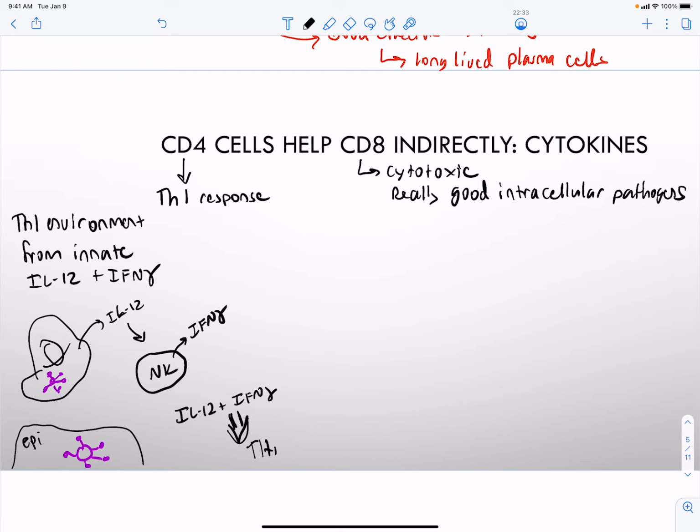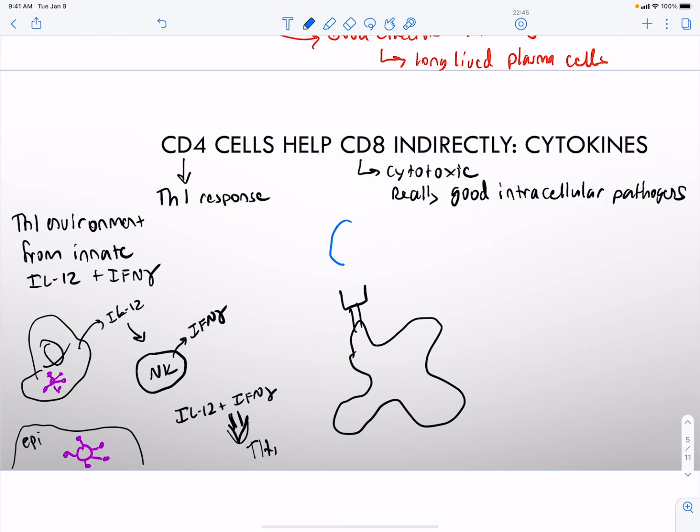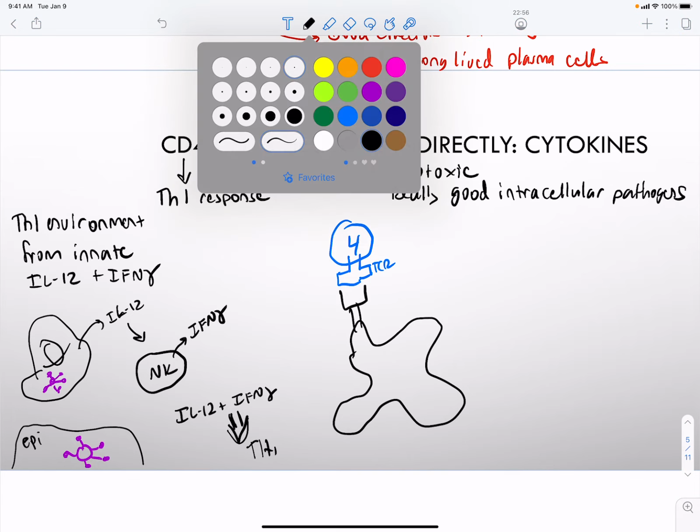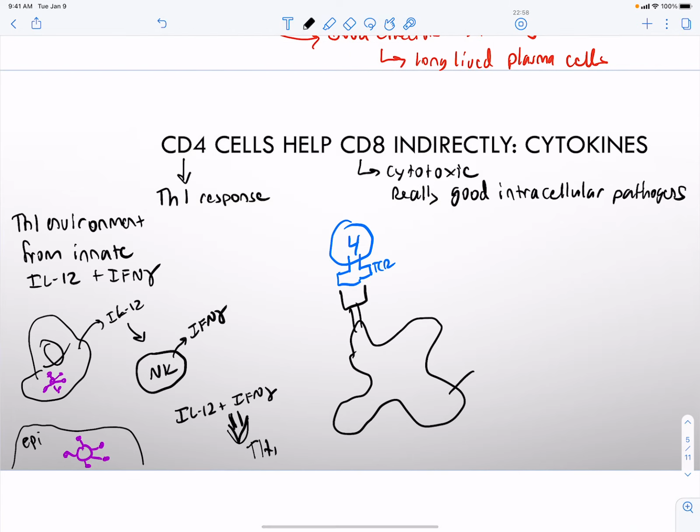So basically, you have your dendritic cell. Let's draw our little dendritic cell. And it's going to interact with our CD4 T cell, or CD4. There's a T cell receptor. And your dendritic cell is also going to interact with your CD8 T cell.